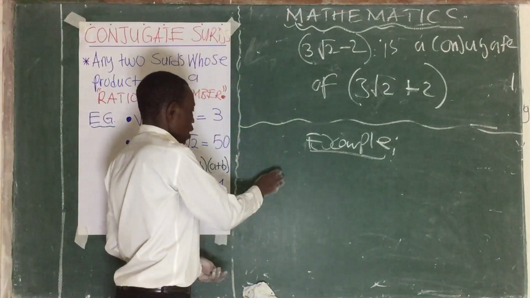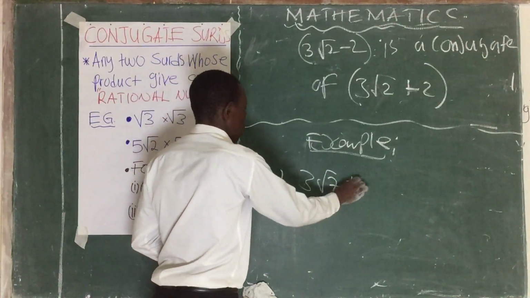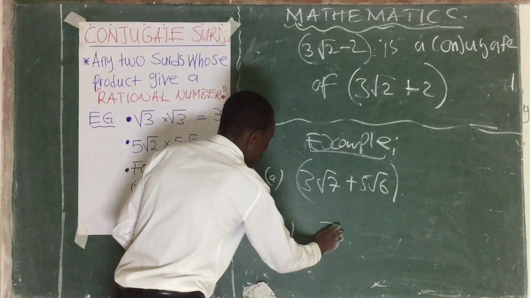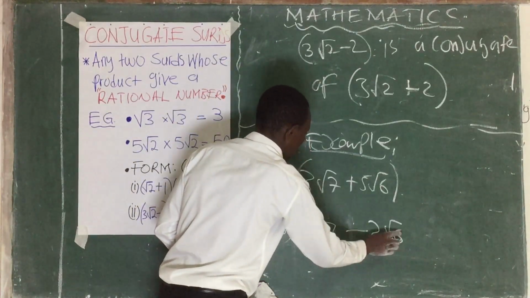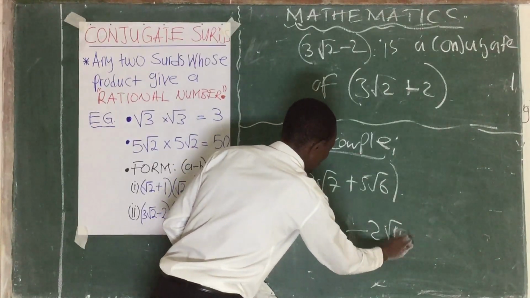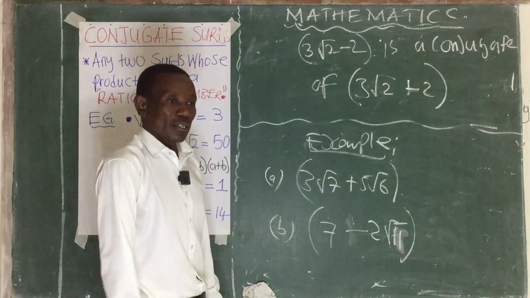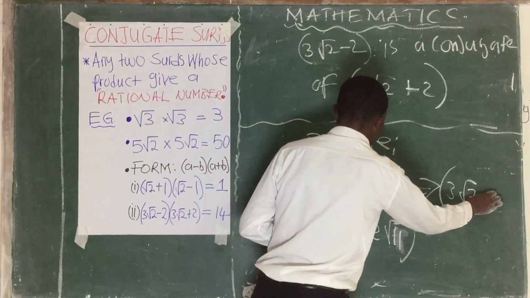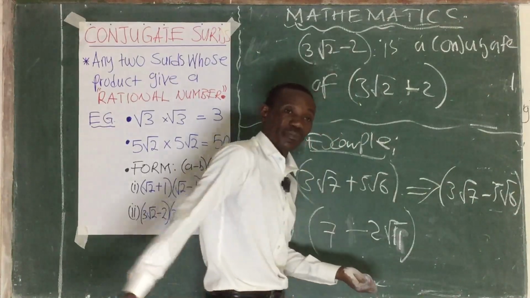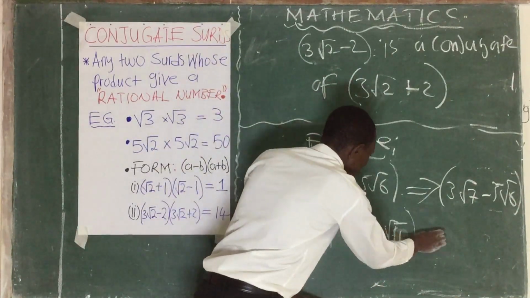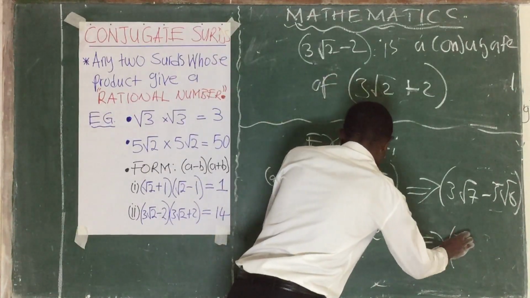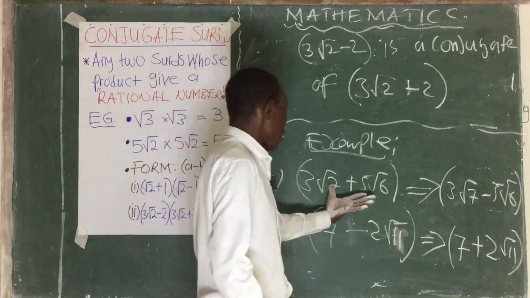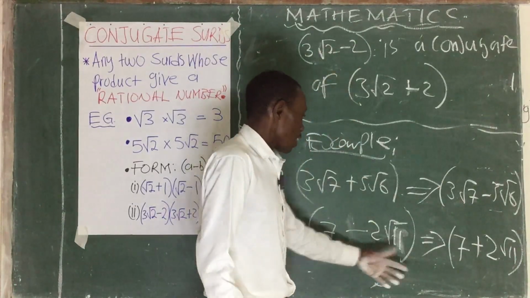Let's look at this one. I've got A, 3 root 7 plus 5 root 6, and B, 7 minus 2 root 11. Right. Somebody asks you what are the conjugates of this? Quickly, just indicate the same thing: 3 root 7, but now minus 5 root 6. Done. What is the conjugate of this? You also have to be quick and just write it: 7 now plus 2 root 11. Simple as that. So which means if I multiply this by this, I'll get a rational number, and multiply this by that, I get what? A rational number.